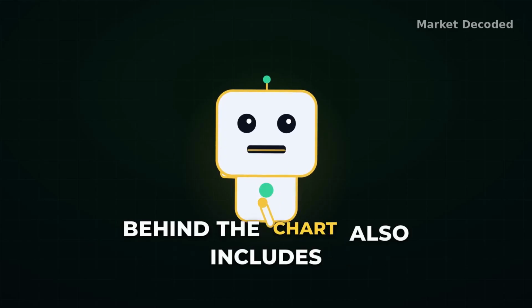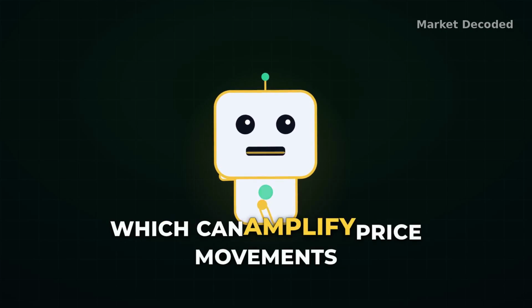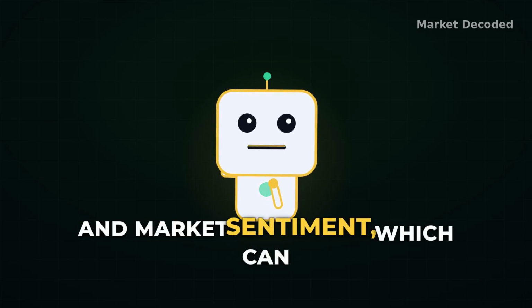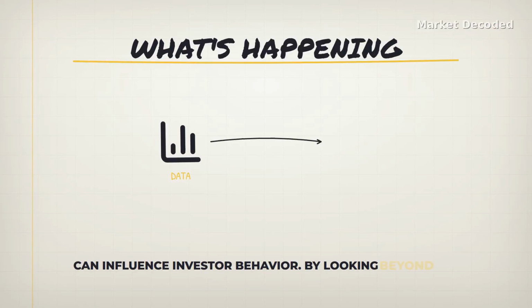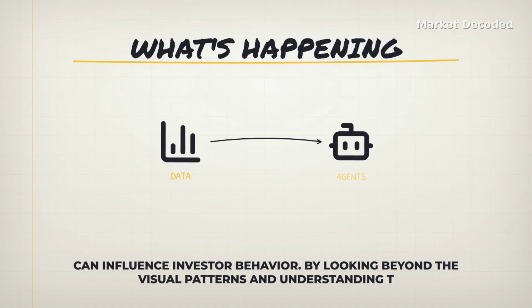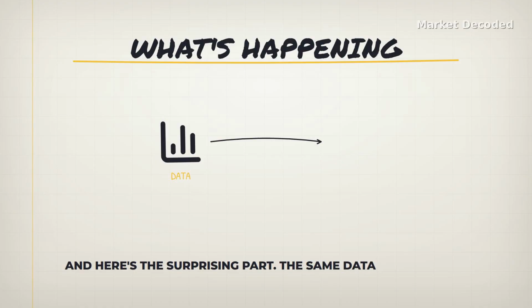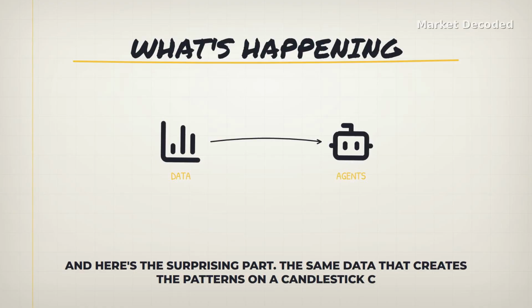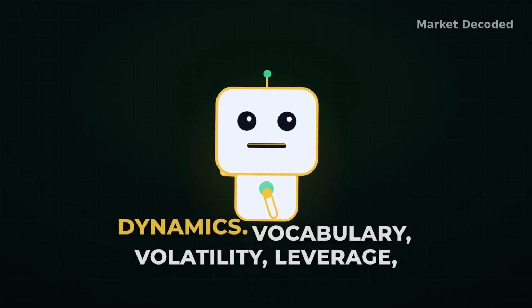The data behind the chart also includes other market forces like leverage, which can amplify price movements, and market sentiment, which can influence investor behavior. By looking beyond the visual patterns and understanding the data that drives them, we can gain a more nuanced view of the market and make more informed decisions. And here's the surprising part. The same data that creates the patterns on a candlestick chart can also be used to identify potential market turning points, making it a powerful tool for understanding market dynamics.